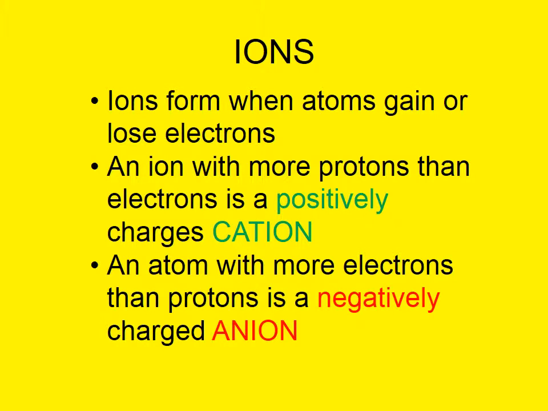Just refreshing your memory from last year, you remember that if we remove an electron from an atom, often a metal, we create a positively charged ion called a cation. We can remove 1, 2 or 3 electrons depending on the atom. Likewise, if we add an electron to an atom, we create an anion which has a negative charge. This is most likely to happen with non-metals.